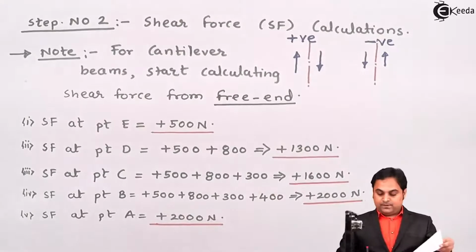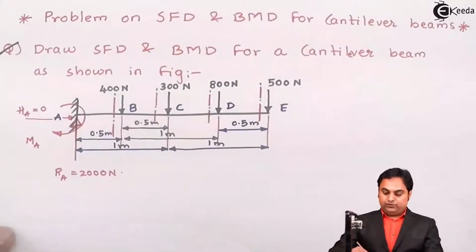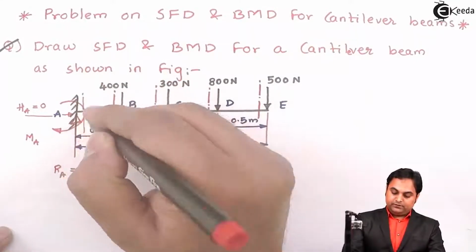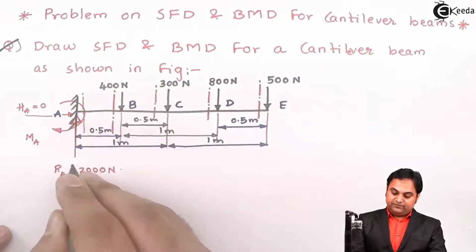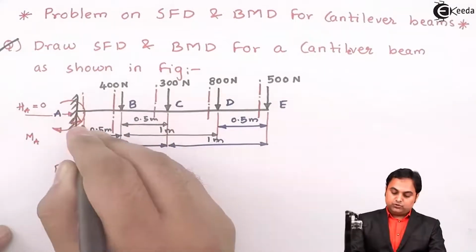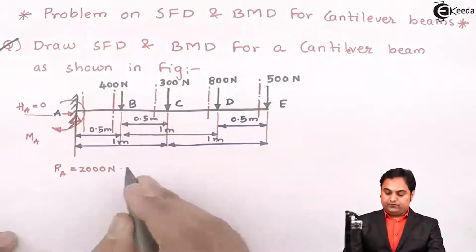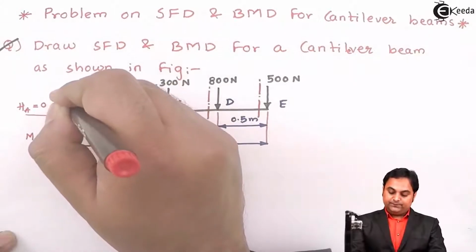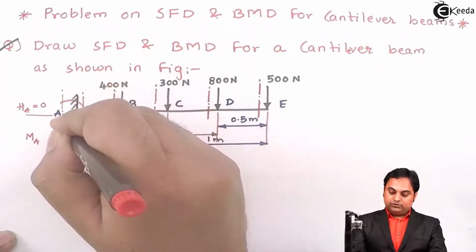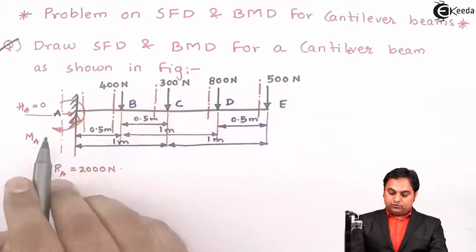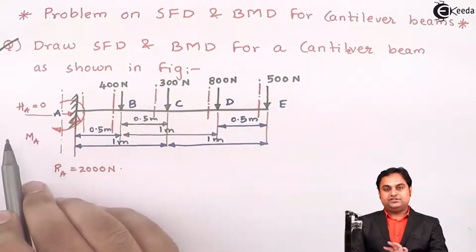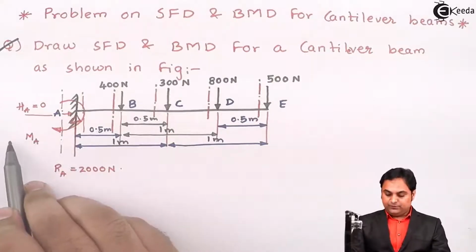That is, by taking the section up to the right of A, then to the left of the section we have 2000 acting upward. So to the left of section, upward force is positive, plus 2000. If I take the section on the left hand side of A, there are no forces, which means shear force will finally be 0.